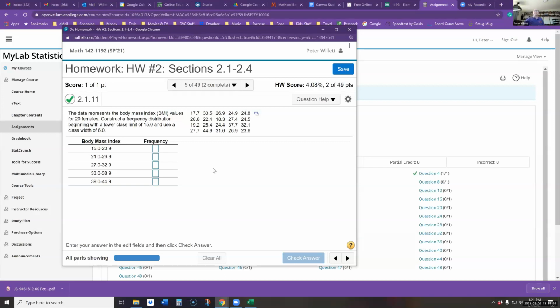And also I want to use this as a way to illustrate StatCrunch as well. Okay, so just looking at the problem, it says the data represents body mass index values for 20 females. Construct a frequency distribution, which is this table here, beginning with a lower class limit of 15 and use a class width of 6. Now they've already given us class ranges that begin with 15 and have a width of 6. And what they want us to do is produce the frequency of the data that would be within each of those classes. Now here's the data. It's just a big table of values.